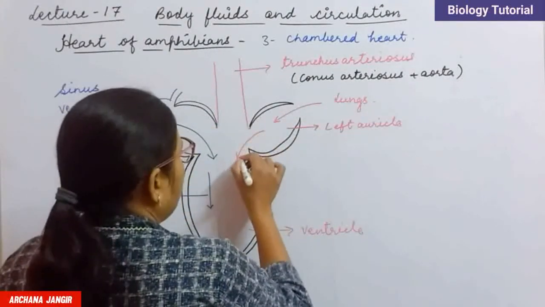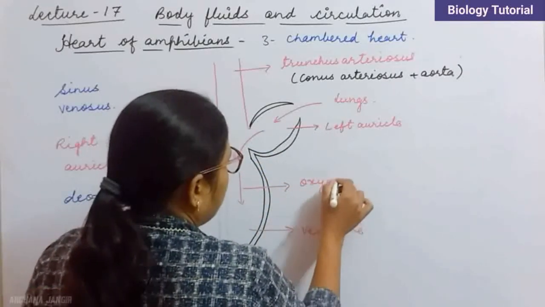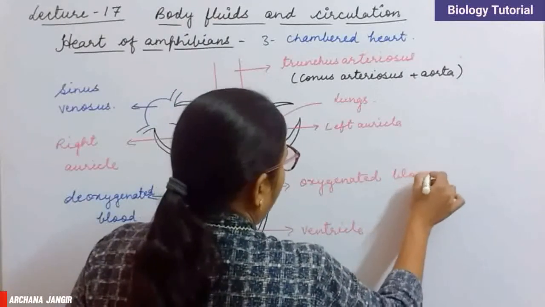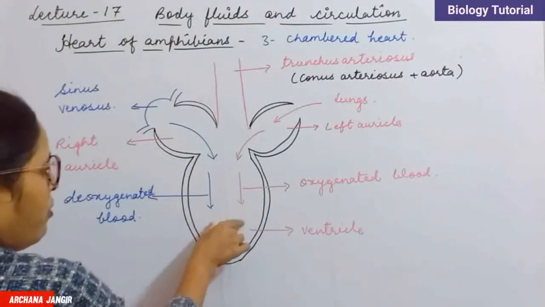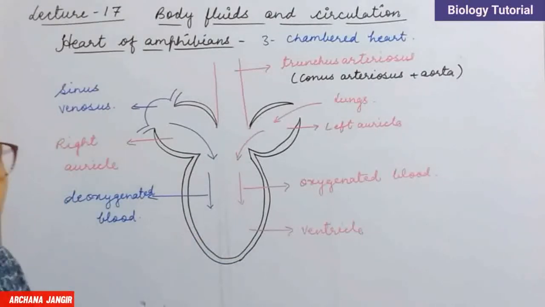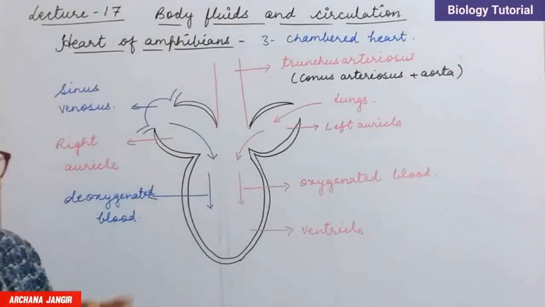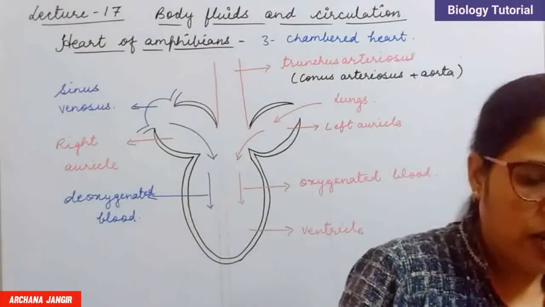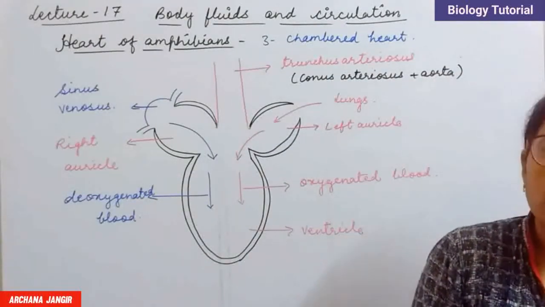Okay, so this blood is oxygenated, which comes into the left auricle through the lungs. Okay? In the ventricle, both types of blood get mixed here, deoxygenated blood and oxygenated blood. Both types of blood are getting mixed here.